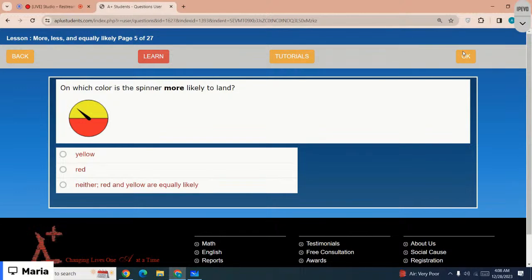Yes, equal, right? Because just look at the spinner. Half of the portion is yellow and half of it is red, right? That means red and yellow are equally likely, right? It will land sometimes on yellow and sometimes on red because half the portion is red and half of the portion is yellow. So they are equal, right?